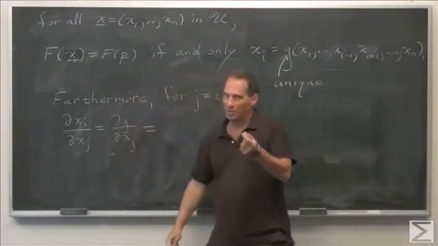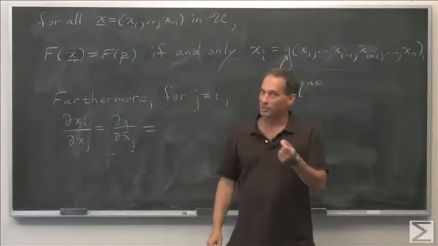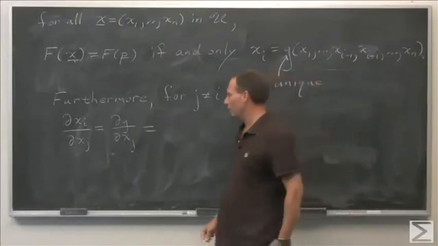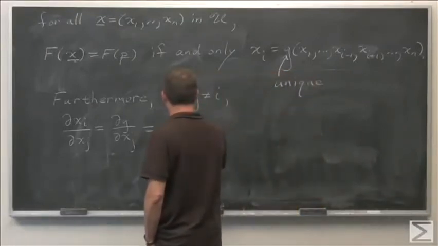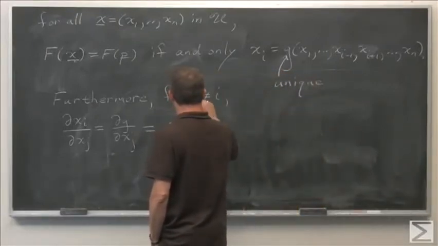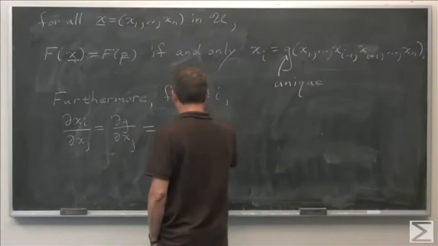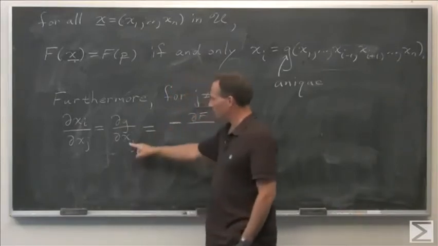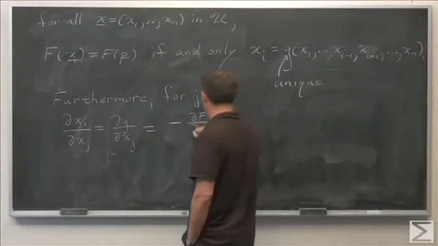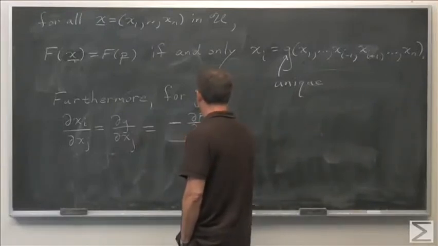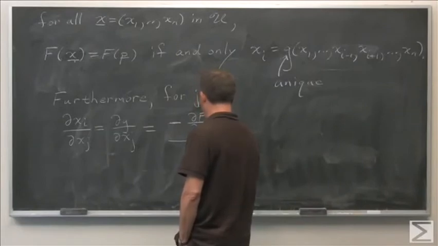And what we want is a formula in terms of f, because as I've said, we don't want to explicitly solve for g. And the formula is very nice. You get this minus sign, and you get the partial derivative of f with respect to xj, and it's divided by the partial derivative of f with respect to xi.